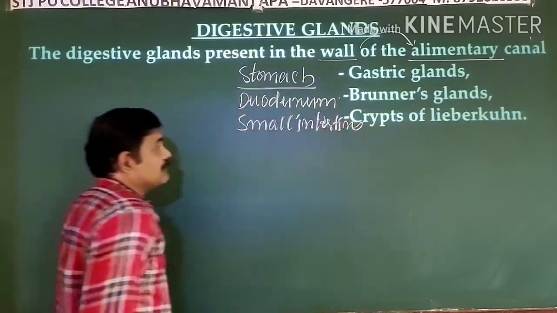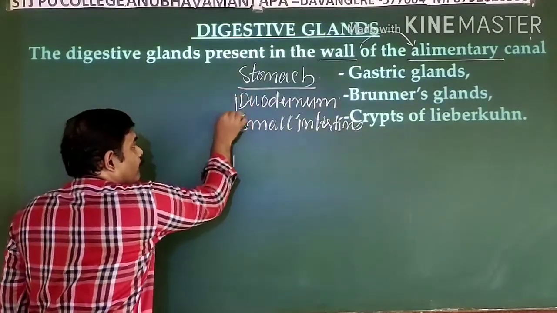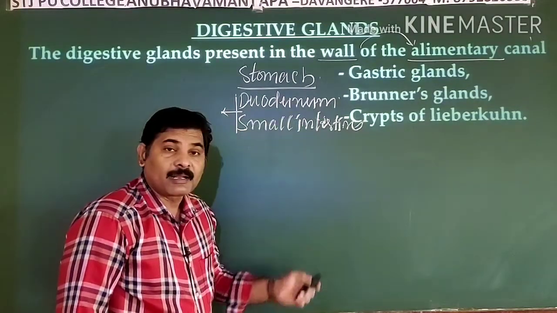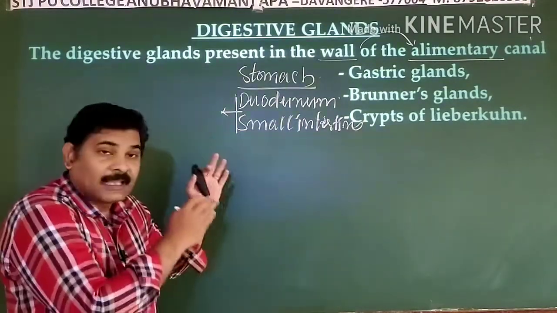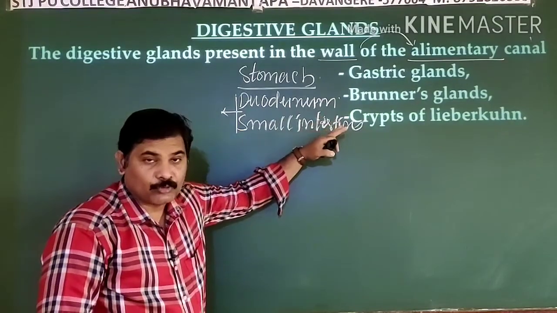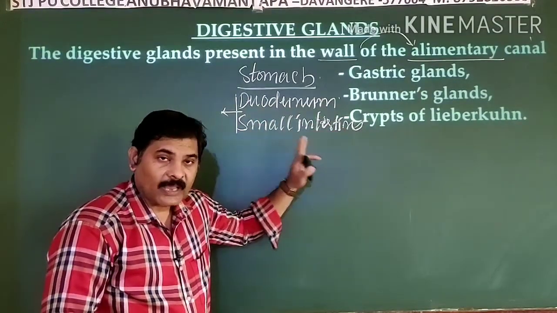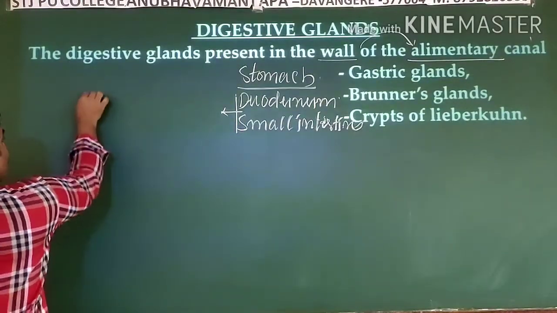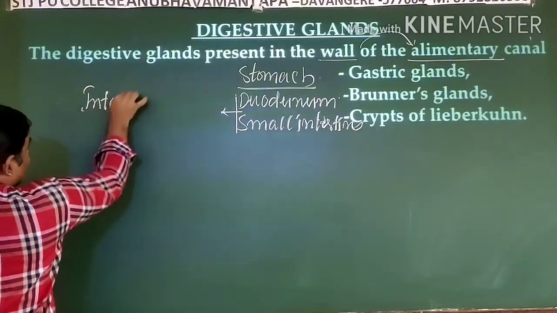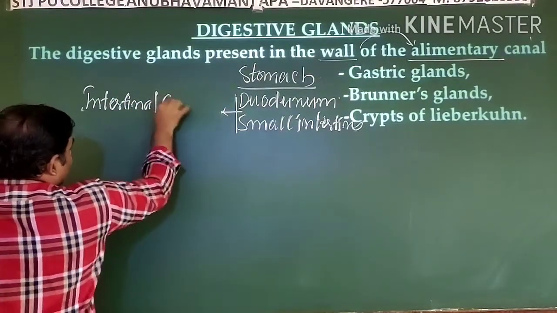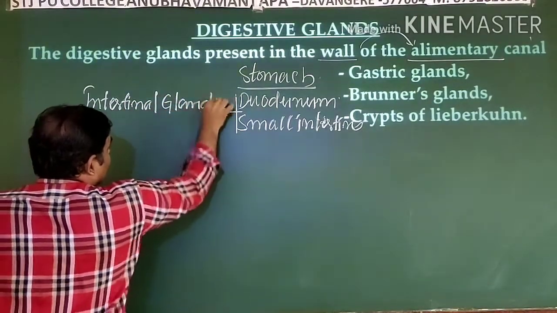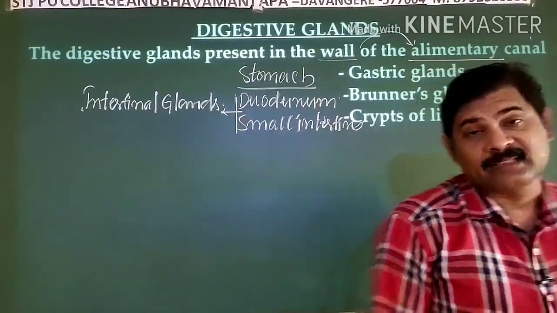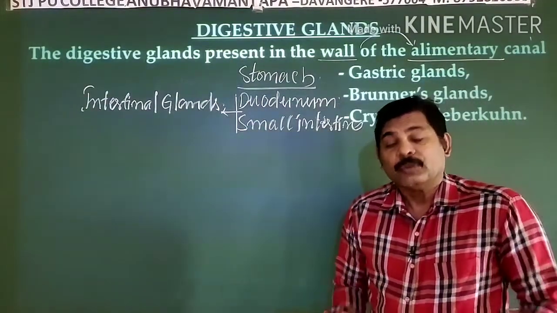One important point: these two glands, Brunner's glands as well as crypts of Lieberkühn, are both present in your intestine. The duodenum is also the beginning of your small intestine. That is the reason why these two glands are together known as intestinal glands. That is an important thing.